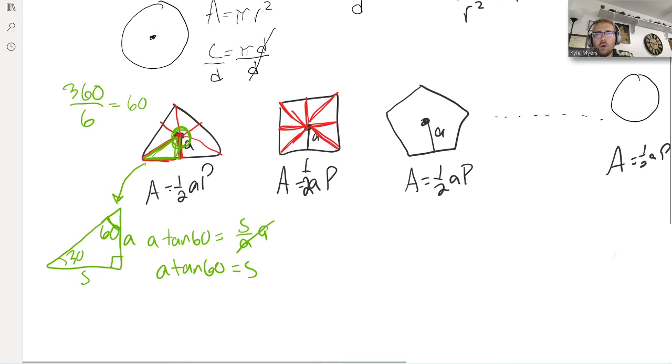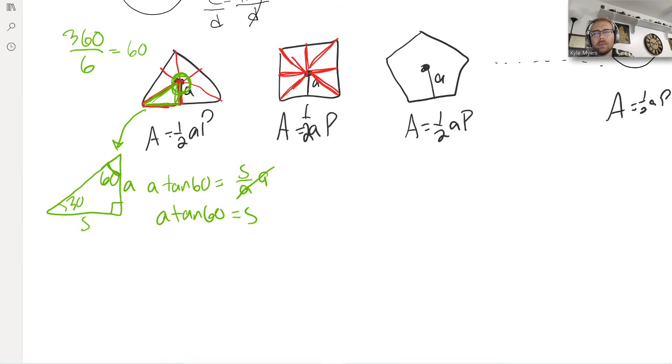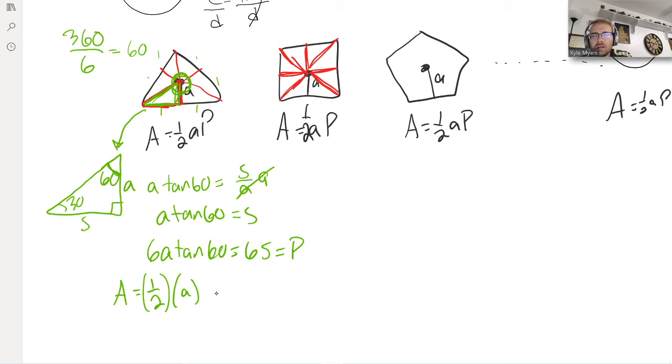In order to get the whole perimeter, because that's what I want, I'm going to need 1, 2, 3, 4, 5, 6 of those. So I need 6 of these, so 6A tan 60 equals 6S. 6 of those sides equals the perimeter. So there we go, I have my equation. The area of this triangle is 1/2 times the apothem times the perimeter, which is 6A tan 60. And there we go.